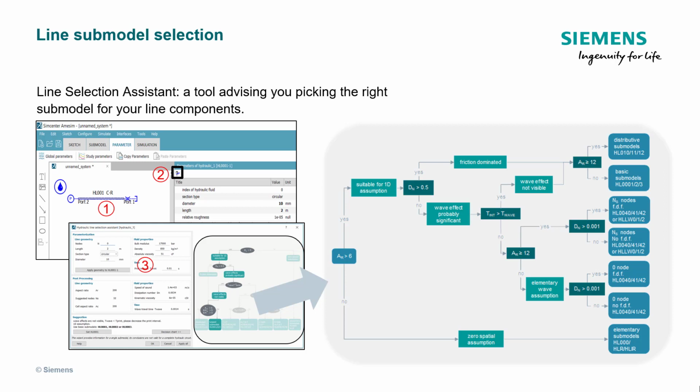There is a line selection assistant tool. It can help us to pick the right submodel for our line components. In the parameter interface, left-click the line, then click the icon as shown as number 2. Finally, we can get an interface like the right side of this slide. We can get the recommended submodel by the line selection assistant tool according to the necessary input parameters.